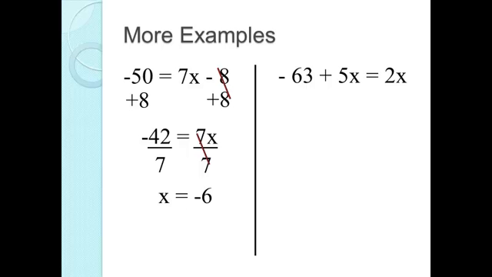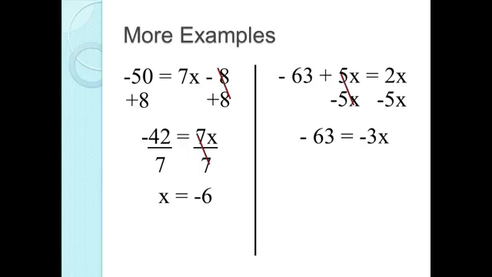In the second example, we need to get all the variable terms on the same side of the equation. We will start by moving the positive 5x by adding a negative 5x on both sides. Positive 5x and negative 5x will cancel. And on the right-hand side, 2x plus negative 5x gives us negative 3x. We are left with the equation negative 63 equals negative 3x.